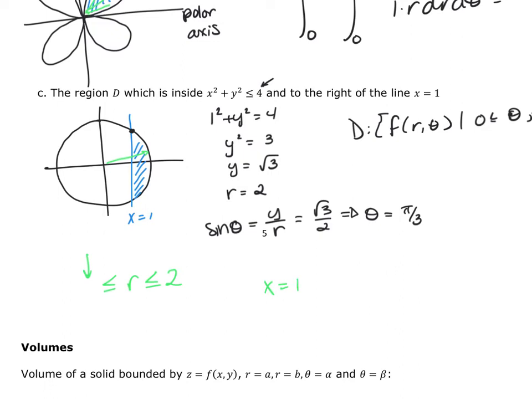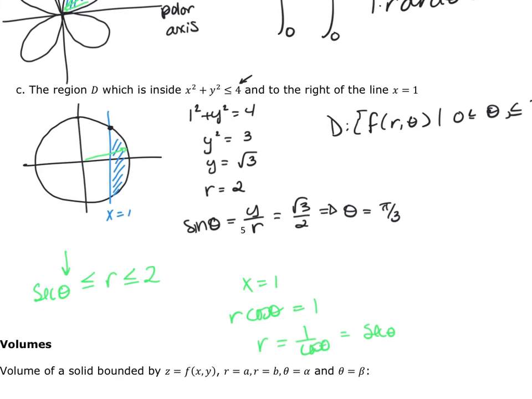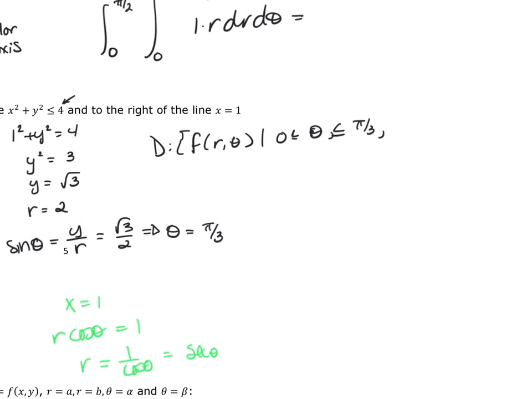That's the lower part. But we know that x is equal to r cosine theta, which is equal to 1, which means r is equal to 1 over the cosine of theta, which gives me the secant of theta. So that's where this starts, at the secant of theta, and then it goes up to 2. So secant of theta is less than r, which is less than 2. And now I'm ready to do my integration.